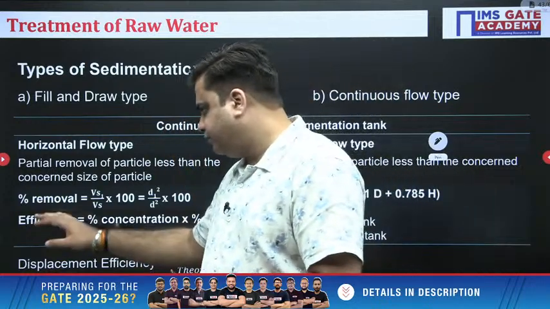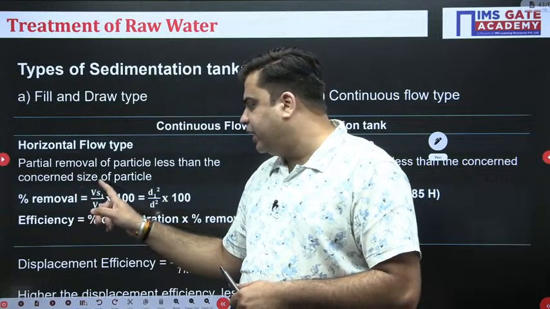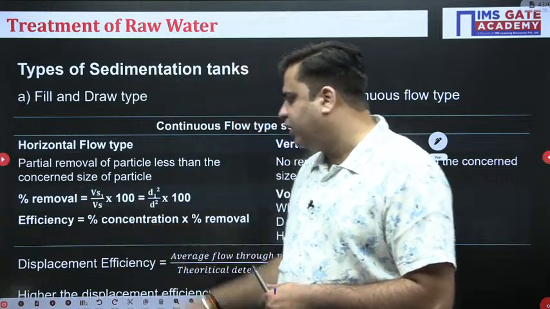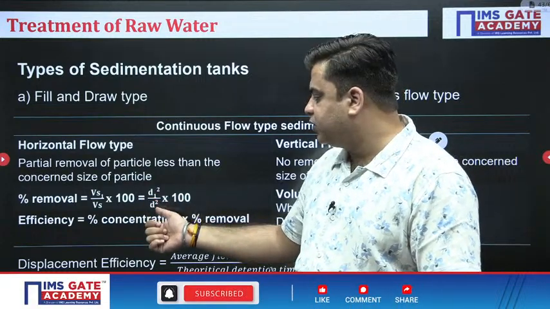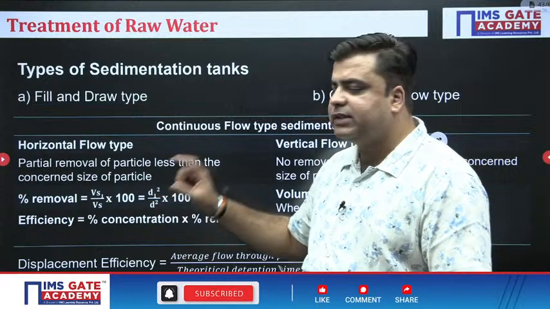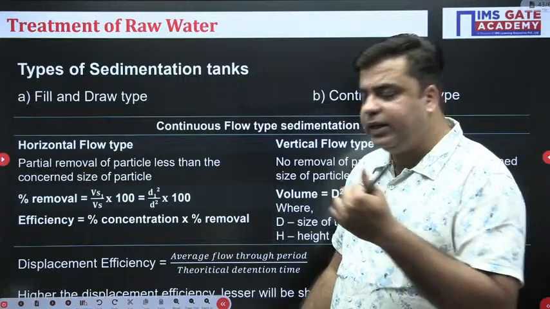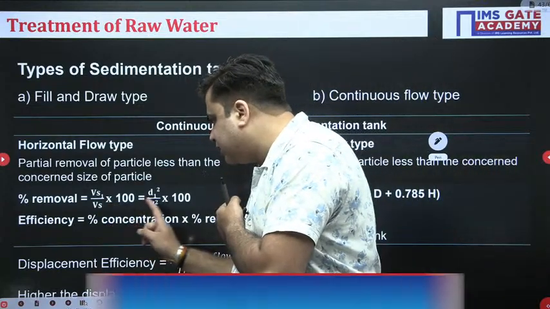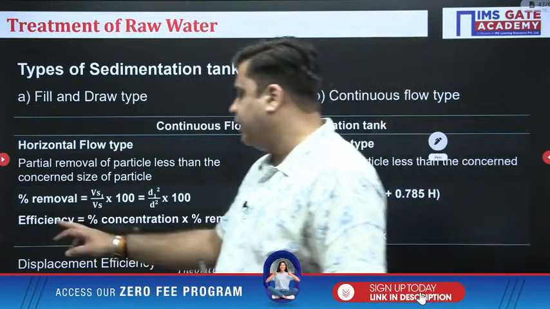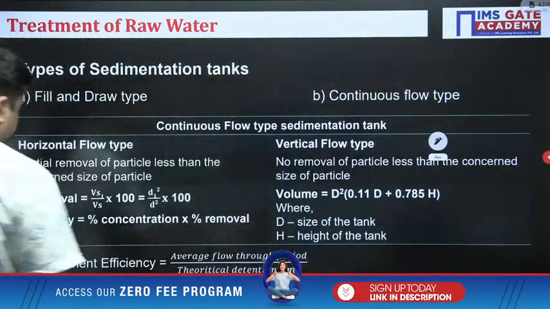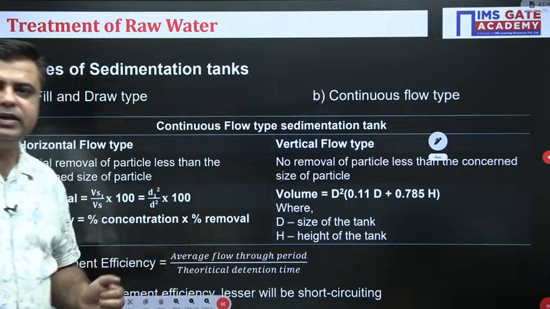Percentage removal of a smaller size of particle can be calculated as Vs1 divided by Vs into 100. The same thing for laminar flow condition can be calculated as d1 square by d square into 100. d1 is the smaller size of particle, d is the concerned size of the particle. One more thing here, the settling velocity of the concerned size of the particle is termed as surface overflow rate. Efficiency of sedimentation is percentage concentration multiplied by percentage removal.